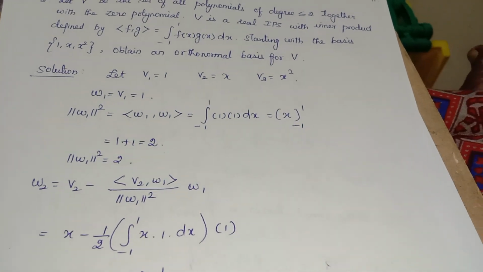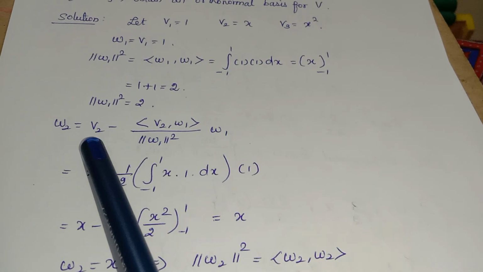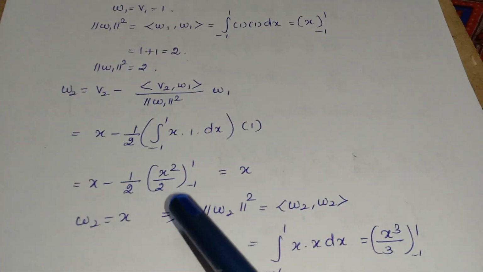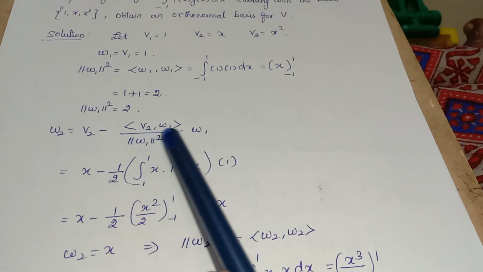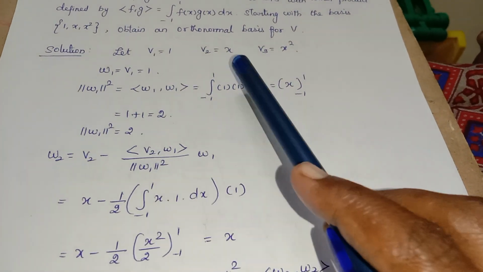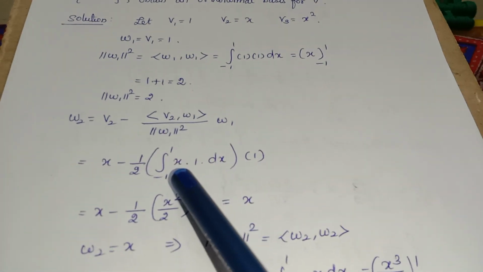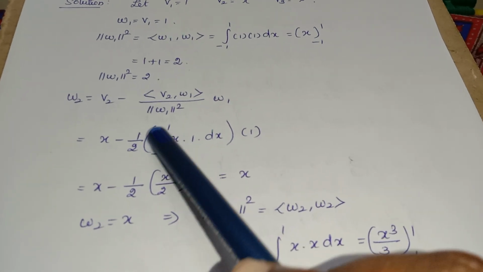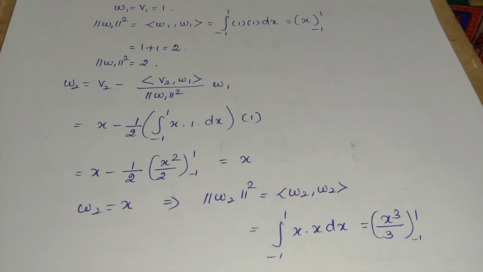Next W2. What's the formula? V2 minus inner product of V2 with W1 by norm W1 square into W1. So V2 is x minus, here I am applying directly without finding the term separately. Now norm W1 square is what? 2. So 1 by 2 into inner product of V2 and W1. What's the formula? Integral minus 1 to 1, the first vector. What is the first vector? V2. V2 is what? x into W1 is what? 1 into dx. Here you see limit from minus 1 to plus 1 and inside we have an odd function x. So the value of this integral is equal to 0. No need to do the integration. So directly you can write W2 equal to x.